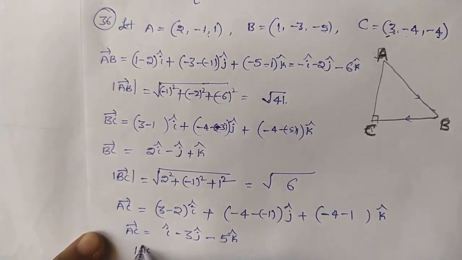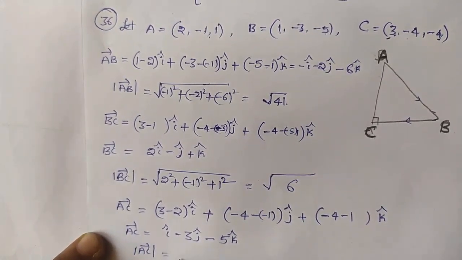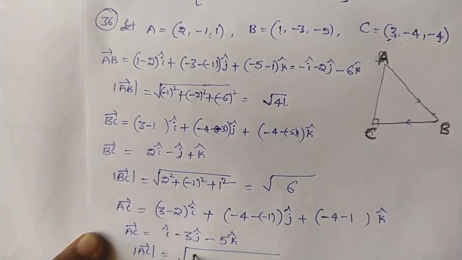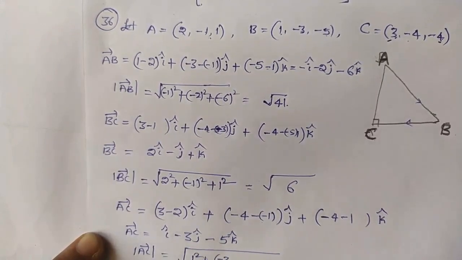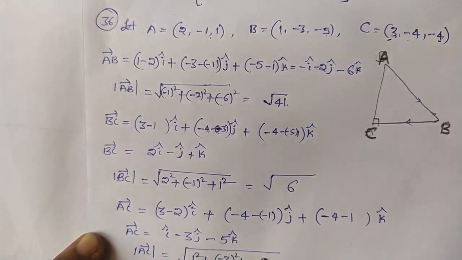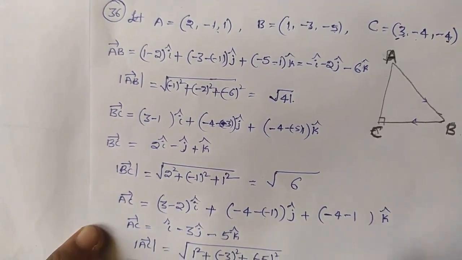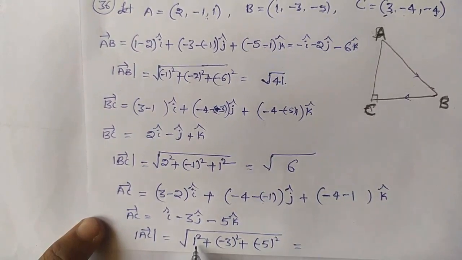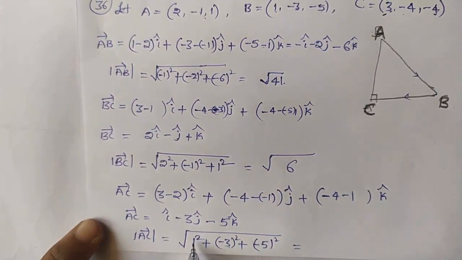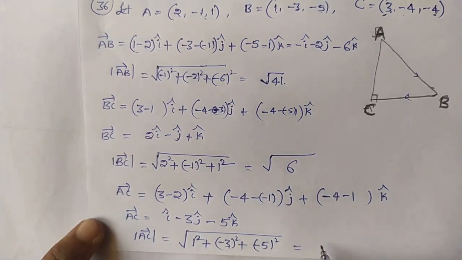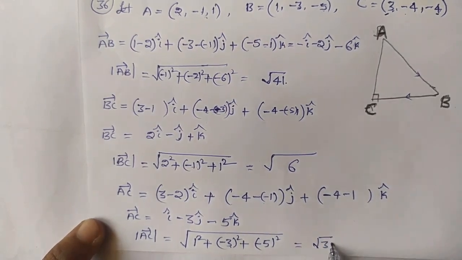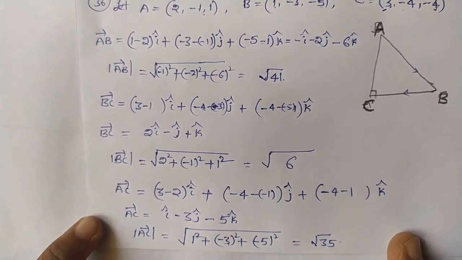Also find its magnitude. Magnitude of AC vector equals square root of 1 squared plus (minus 3) whole squared plus (minus 5) whole squared. So that equals 25... sorry, 1 plus 9 plus 25, so 10, 35. Square root of 35. Right?